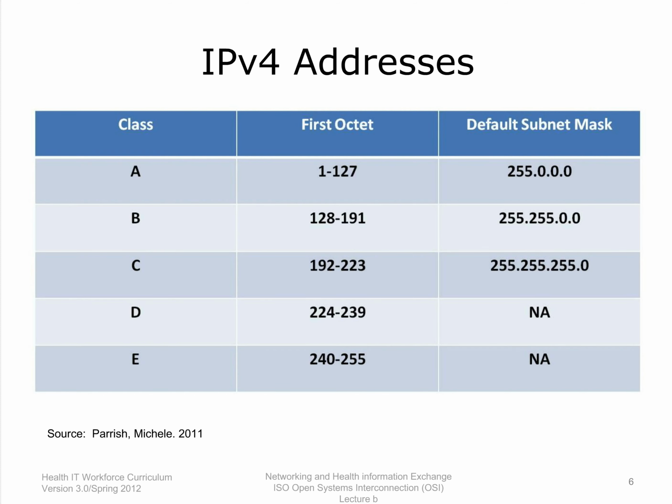The first octet, or first 8 bits of an IPv4 address, determines what class the address belongs to. If the first octet falls between 0 to 127, it is a Class A address. If it falls between 128 to 191, it is a Class B address. 192 to 223, Class C, 224 to 239, Class D, and 240 to 255, Class E.